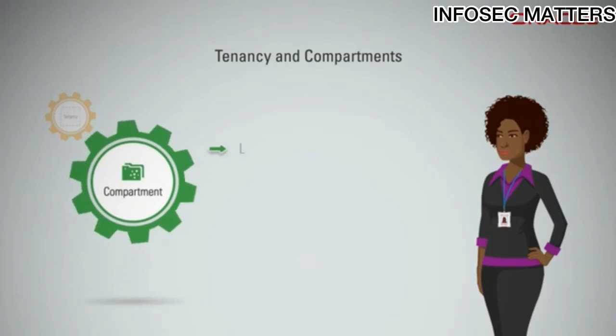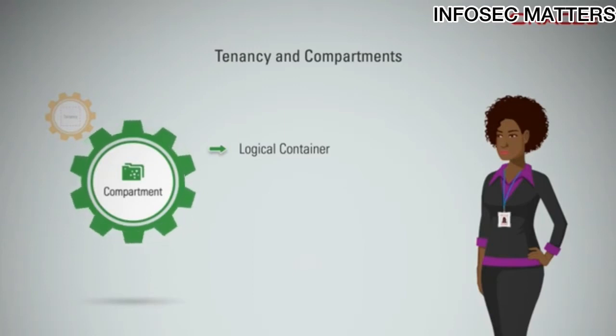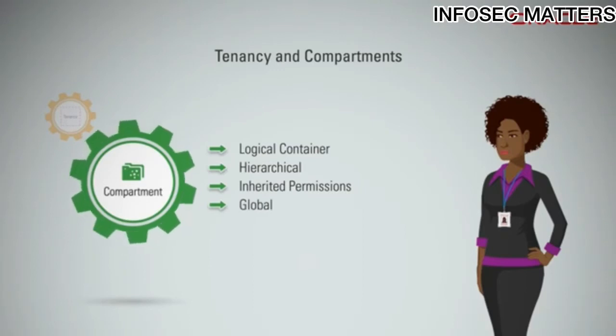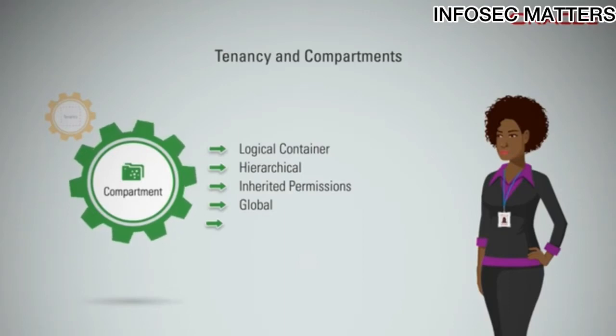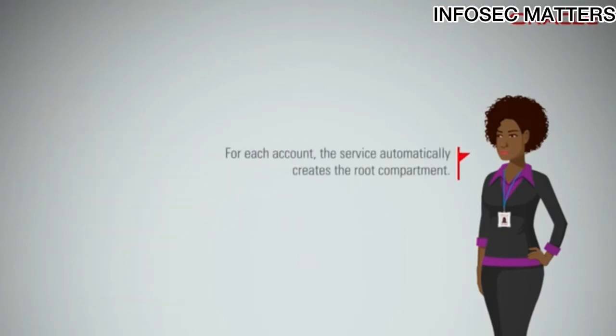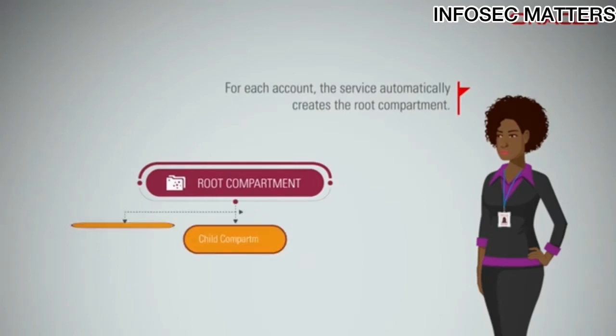A compartment is a logical container used to organize and isolate cloud resources. Each resource is in exactly one compartment. Compartments are hierarchical. Permissions in a parent compartment are inherited by child compartments. Compartments are global, distinct from physical containers like regions and availability domains. Resources can be connected or shared across compartments. For each account, the service automatically creates a top-level compartment known as the root compartment, much like the root folder in a file system.